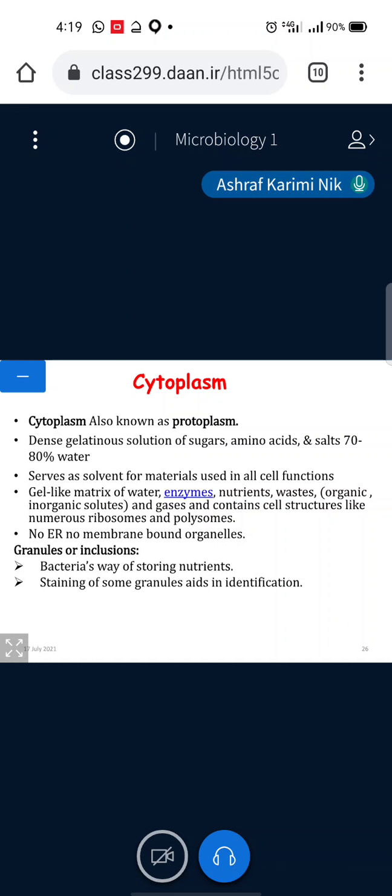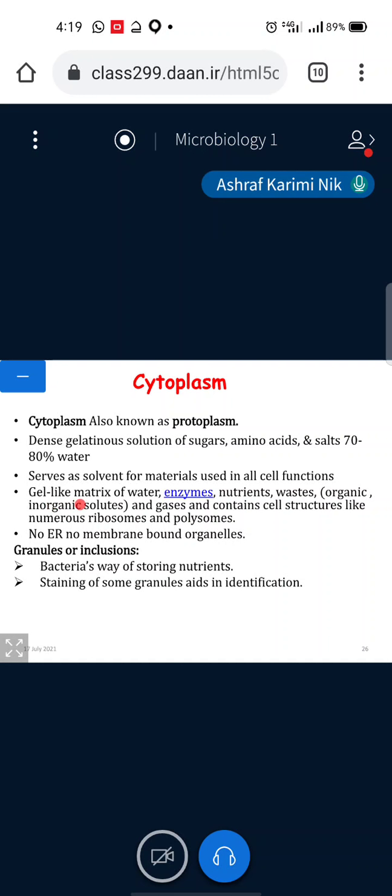Cytoplasm is a dense, gelatinous solution of materials, for example sugars, amino acids, and salts. It is 70 to 80% water. Most of the cytoplasm is fluid, and it serves as a solvent for materials used in all cell functions.